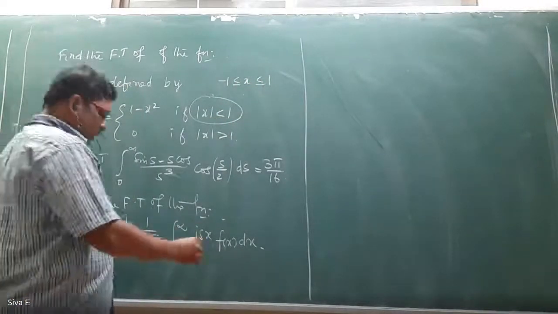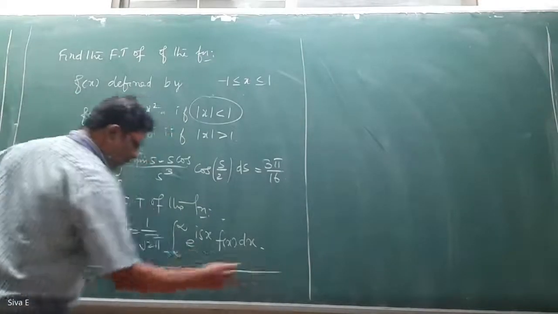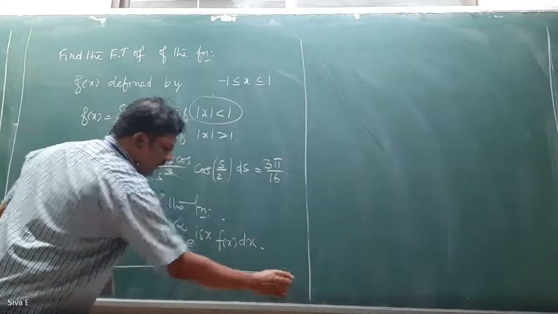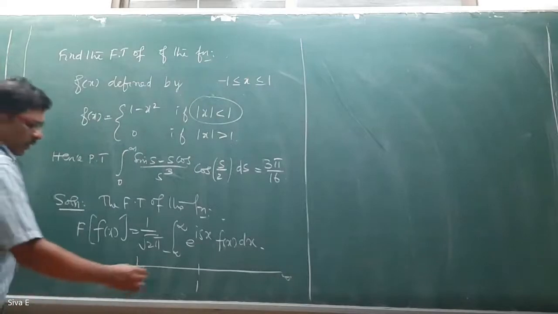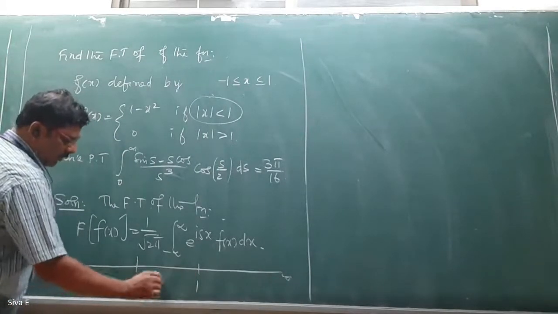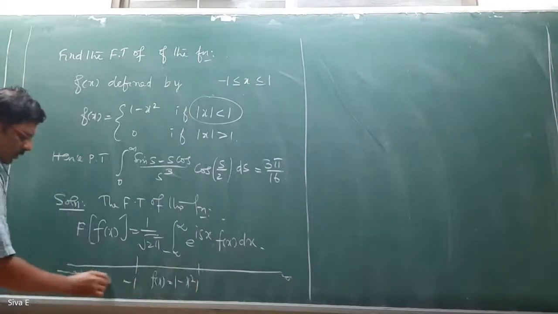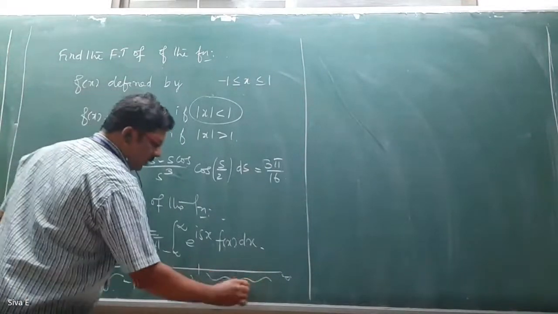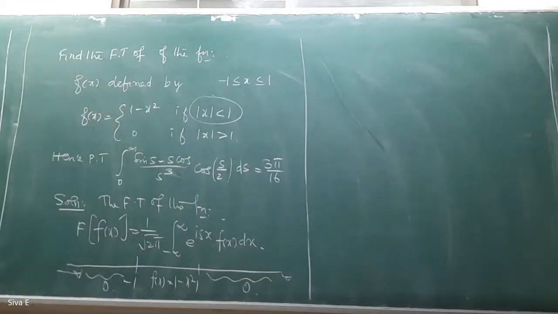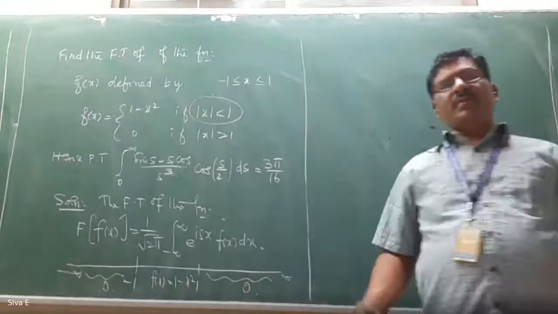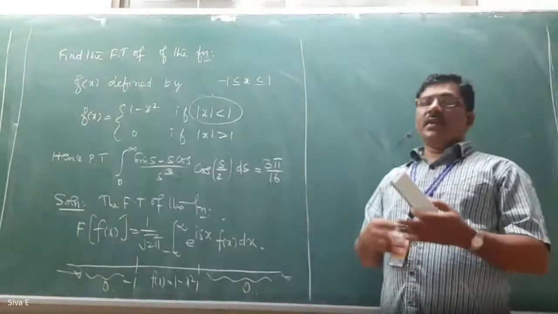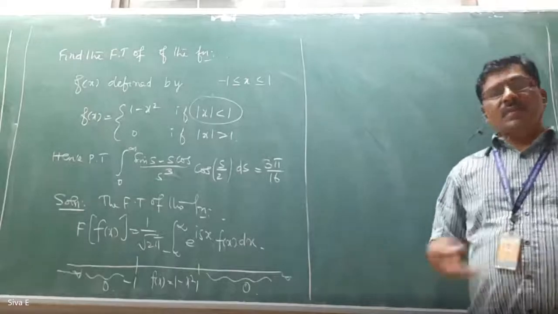Consider the real line. If it is from minus infinity to plus infinity, you can split it into minus infinity to minus 1, minus 1 to plus 1, and 1 to infinity. In minus 1 to plus 1 only, f of x is 1 minus x square. In the other intervals f of x is 0. In the beginning I gave one important property: f of x is a piecewise continuous function. Piecewise continuous means the interval can be divided into a finite number of subintervals.